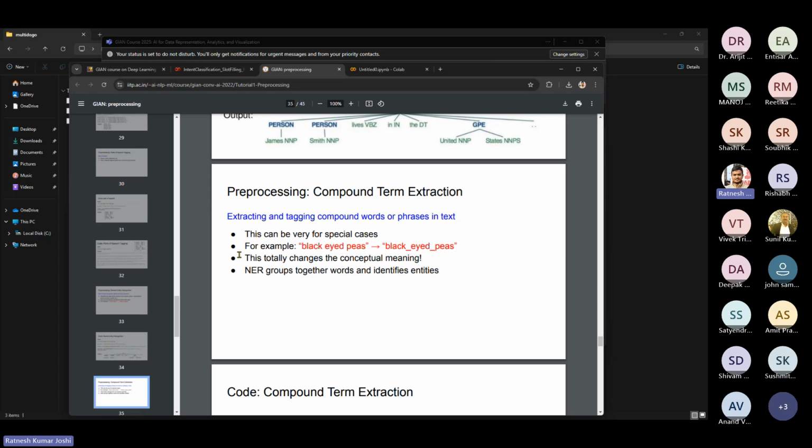Again, this is the same idea of named entity recognition, where we are trying to combine multiple words into a singular entity because individually these words carry a different meaning than the meaning that we are trying to convey, right? So we are not trying to convey black-eyed and peas as separate words. These words, when combined, hold a specific meaning, right? So instead of the meaning of the individual words, we are interested in the meaning of the phrase.